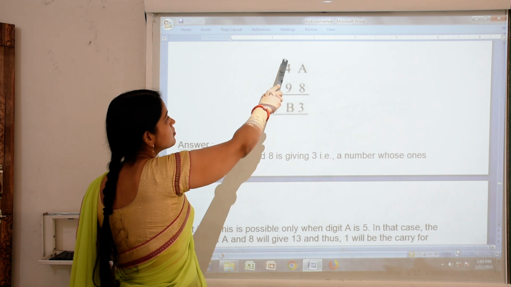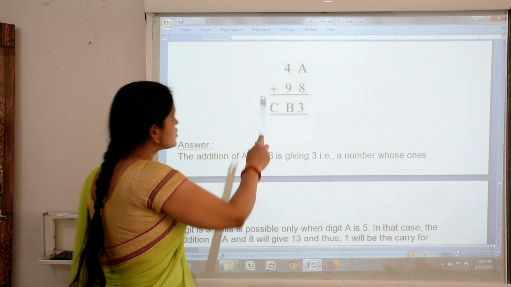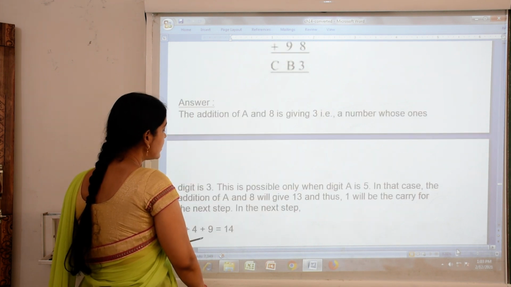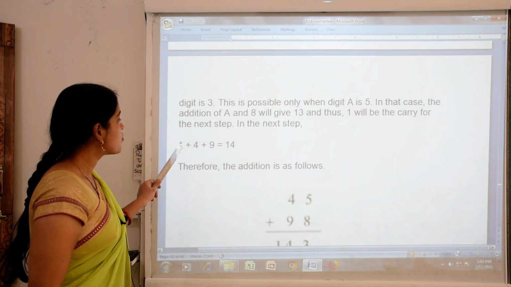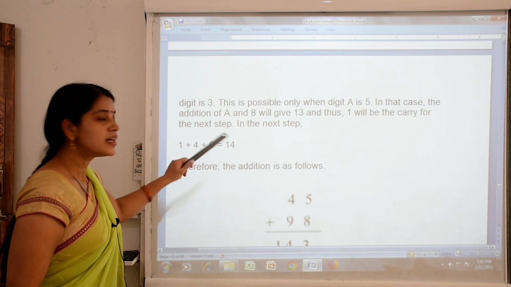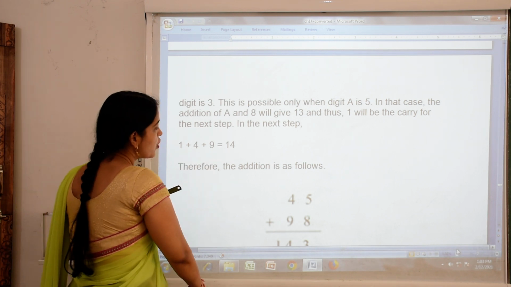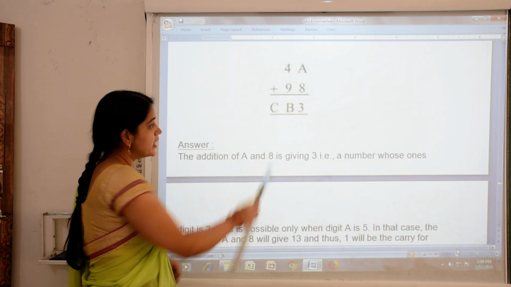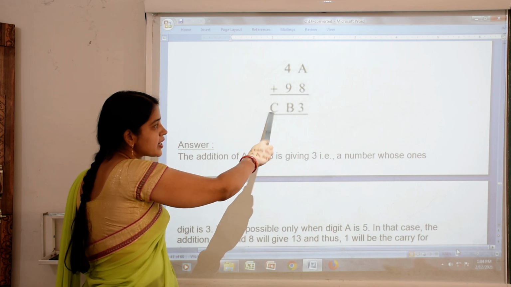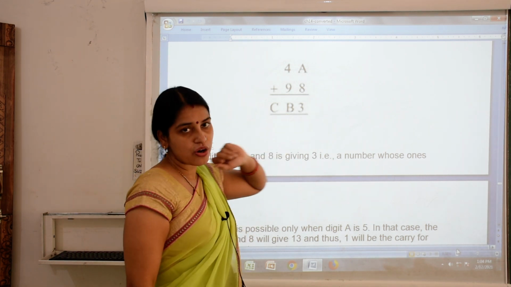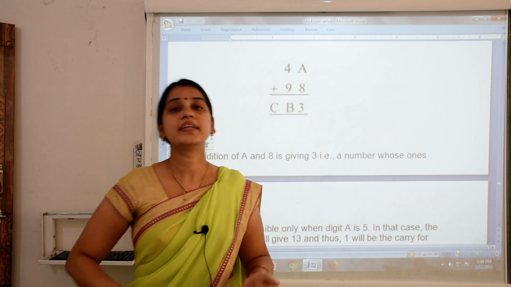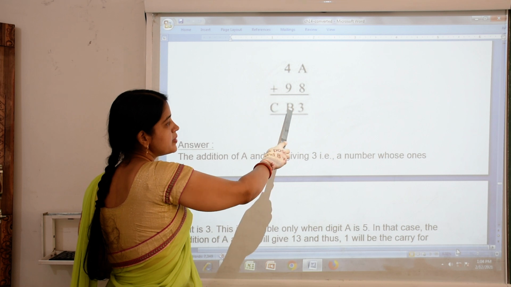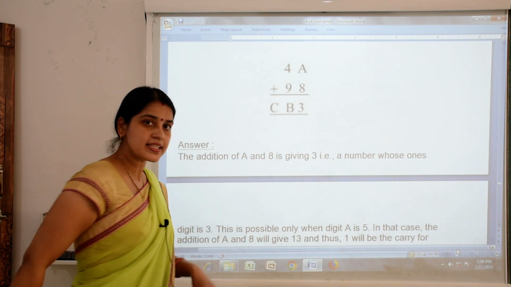Now in the tens column we have to add the carry also. So we have 1 plus 4 plus 9. We have to add all 3. So 1 plus 4 plus 9 we get 14. Now we have 14, so here we have to write 14. It means 4 comes here and 1 comes here. So we get the value of b as well as the value of c. So here a is 5, b is 4 and c is 1.